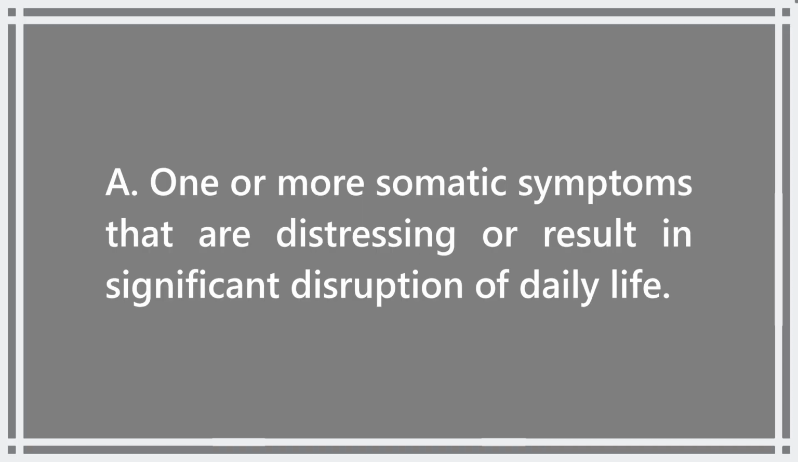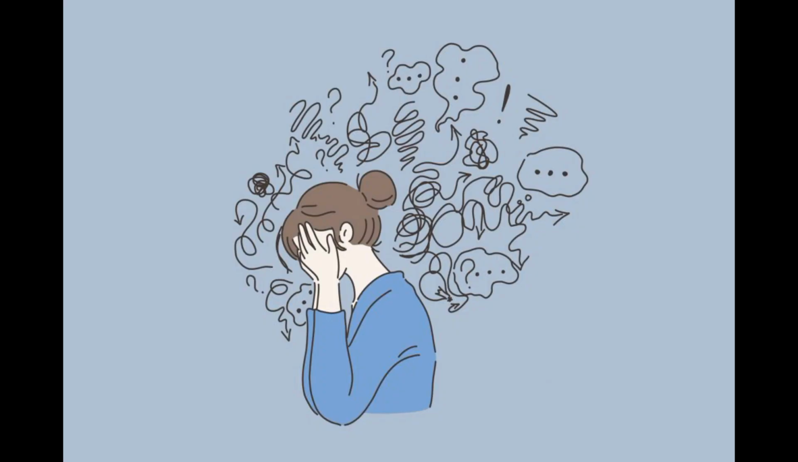DSM Criteria A is about 1 or more somatic symptoms that are distressing or result in significant disruption of daily life. So like I said, they may actually feel pain, which is one of the symptoms. There could also be fatigue, which is not a specific symptom, but let's say there is pain. Also they are not pretending, like saying मुझे दर्द हो रहा है, I'm feeling this way, but they actually do feel that way. And they tend to have a lot of persistent thoughts about it, which causes immense impairment in their daily functioning.